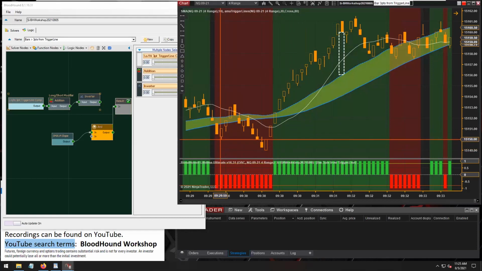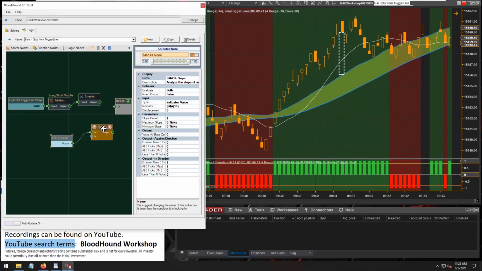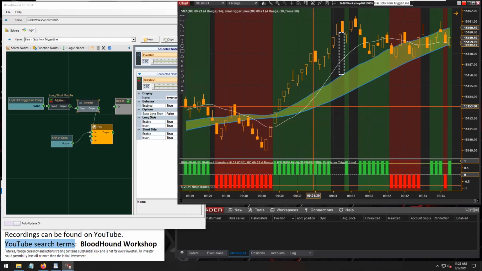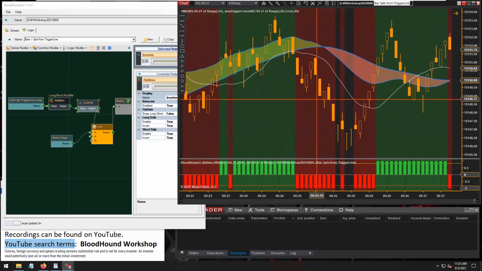So here are the signals coming from the slope solver. And now if I connect in our 3-point separation logic, there we go. Now we can see that this long output is getting blocked when price moves more than 3 points away. And the same back here.